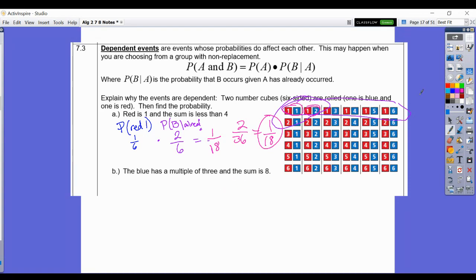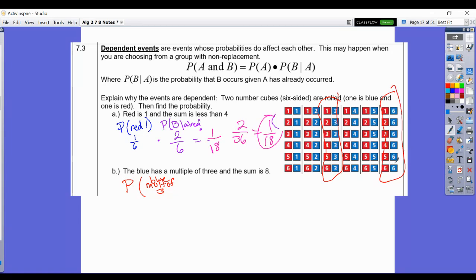All right, let's try another one. Hopefully this will make a little bit more sense. We want the probability that the blue marble has a multiple of 3 and the sum is 8. The blue has to be a multiple of 3. Okay, so let's clean up my chart so I can circle some more here. So which ones have a blue with a multiple of 3? Looks to me like these, because they are 3s, and these, because they are 6s.